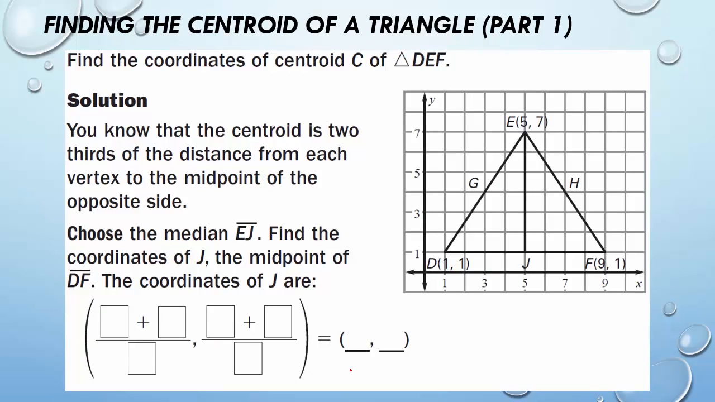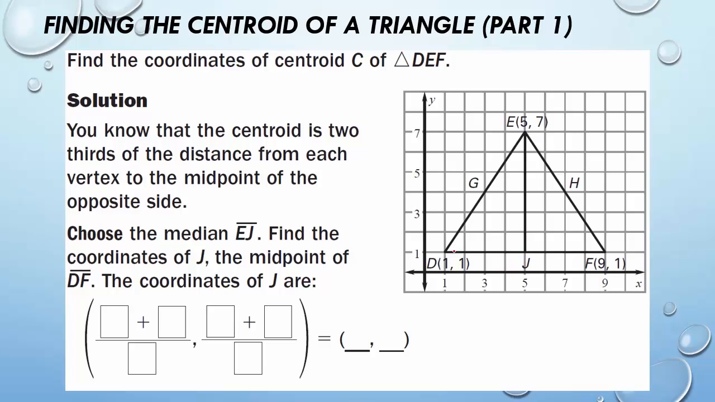Example number 2, finding the centroid of a triangle. In this question, we are to find the coordinates of the centroid C of triangle DEF. So we need to find the center of this triangle DEF and label that point C. So you know that the centroid is 2/3 of the distance from each vertex to the midpoint of the opposite side. So we know that the centroid is about 2/3 away from this vertex, and this is at the midpoint. So our first step over here is to find our midpoint or our median.